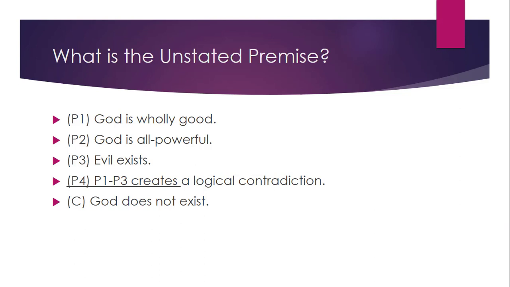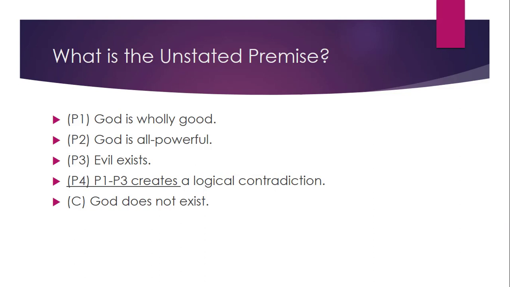So here we have the first premise: God is wholly good. And the second premise is that God is all-powerful. And the third premise is that evil exists. And the fourth premise is that the first through third premises create some kind of logical contradiction. Therefore, conclusion: God does not exist.